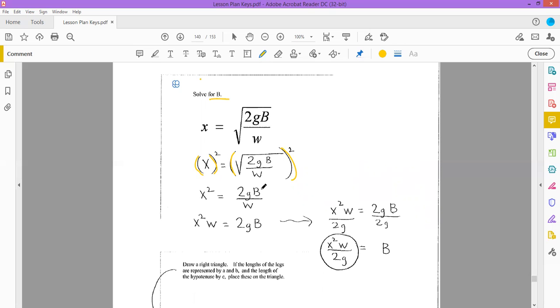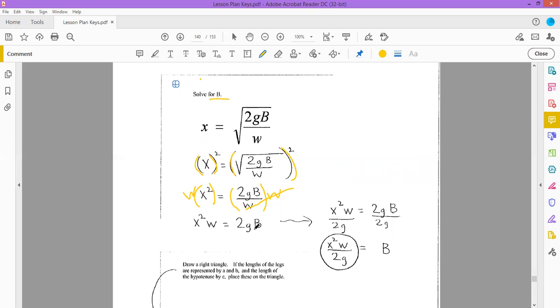Now we're going to carry up this w. We're dividing by w right now on the right side. So to bring that w from the denominator, we're going to do the opposite, or the inverse operation, which is to multiply both sides by w. That eliminates the w on the right side of the equation, and we're left with 2gb. On the left side, we have x squared times w.